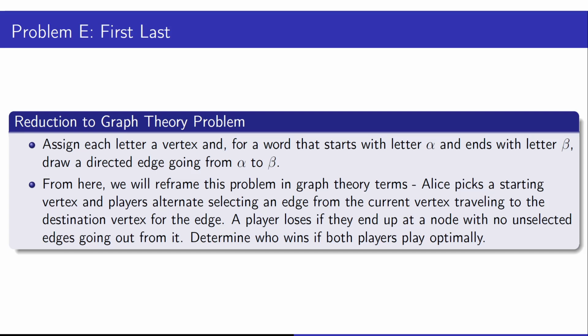So then we can do a reframing of this problem in graph theory terms, where one player chooses a starting vertex, and then each player gets to traverse an edge that hasn't been used, and the player loses if they end up at a node and they have no other edges to go to.